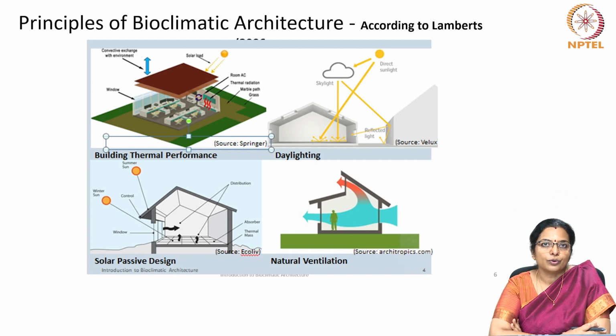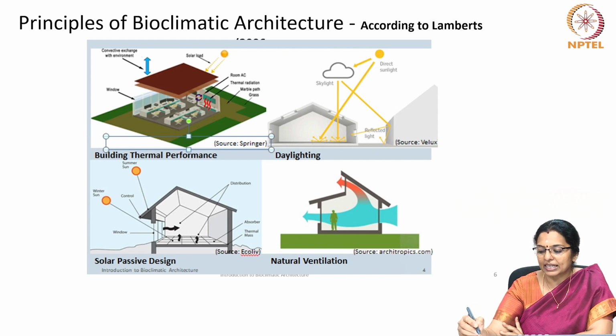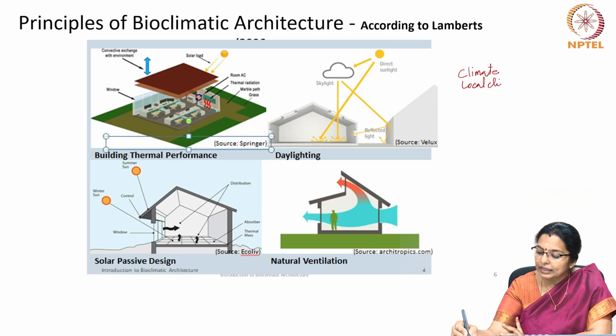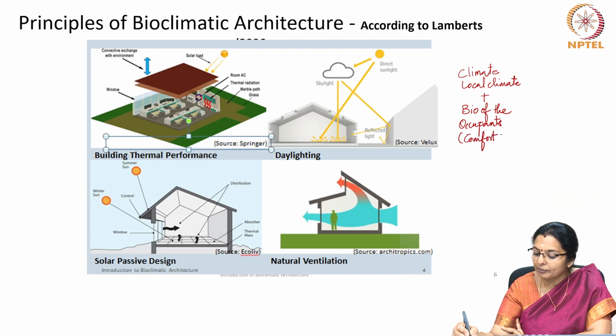Now, bioclimatic architecture, we will look at the principles according to Lambert. What he says is that bioclimatic architecture and buildings first have to respect the environment. So, bioclimatic architecture is a way of designing buildings based on the local climate with the aim of ensuring thermal comfort using environmental sources. We had already seen in the previous slide, bioclimatic architecture is a combination of climate, to be very specific, the local climate of the place, plus the biology or the bio of the occupants. In our case, what we mean by this is all that governs the comfort conditions required by the occupants.